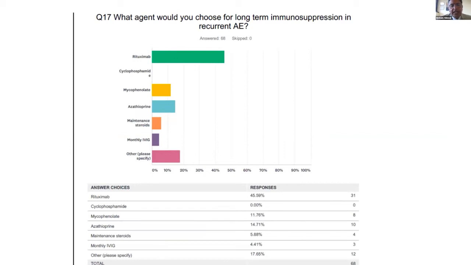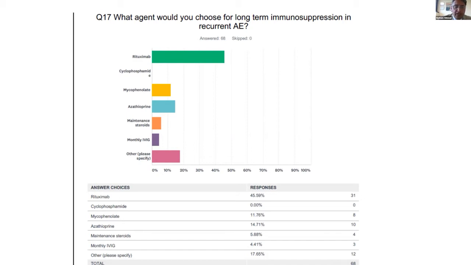As for what agent to choose for long-term immunosuppressive therapy, rituximab was the most popular, and this was a question without specification of which type of autoimmune encephalitis we are dealing with. You can see here that some clinicians chose mycophenolate and azathioprine. Many clinicians said that their choice will depend on what type of antibody we are dealing with, what type of autoimmune encephalitis. If it's, let's say, seronegative autoimmune encephalitis, maybe you want to use something more broad spectrum like mycophenolate, while if it is something that is known to be antibody mediated, then rituximab might make more sense.